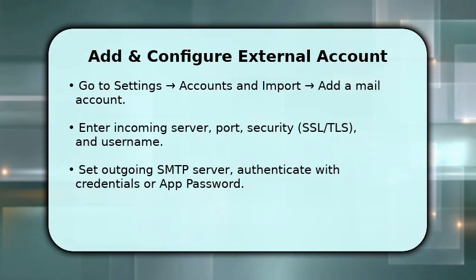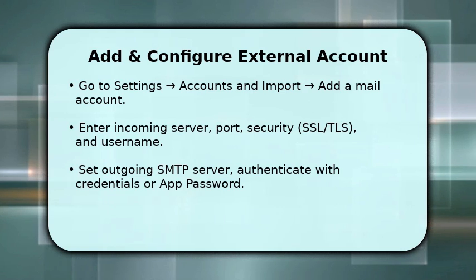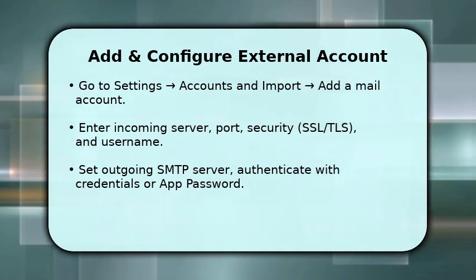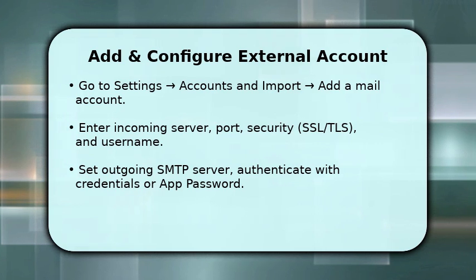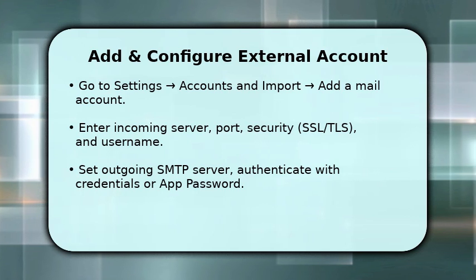You'll now add the external account. Choose Add a Mail Account and type the email address. When prompted, enter the incoming server, port, and choose SSL/TLS. Use IMAP for full sync versus POP for downloads.